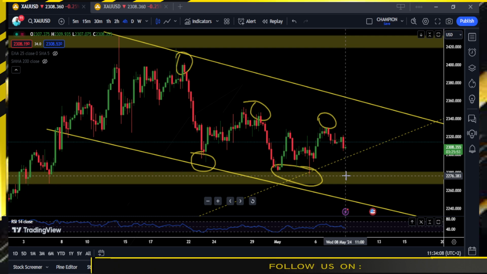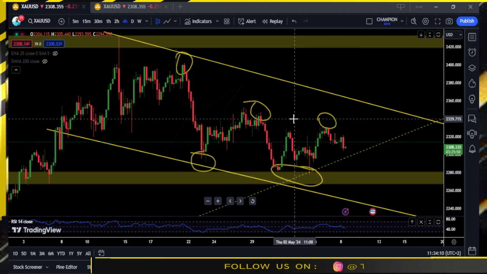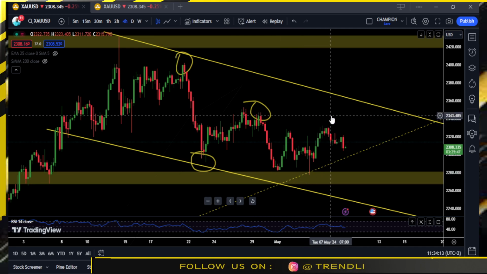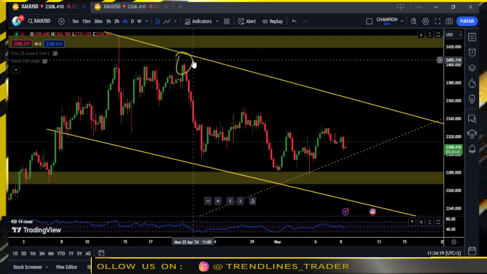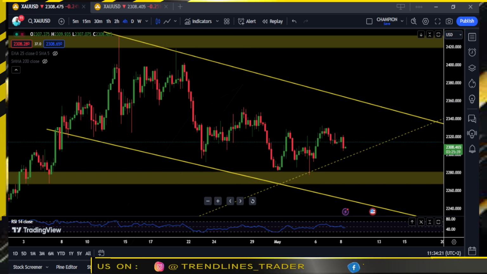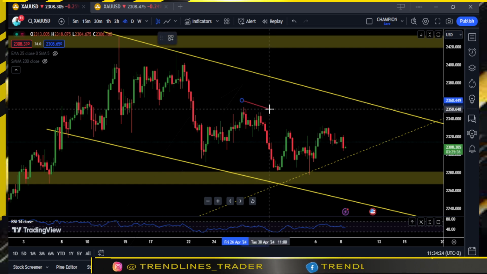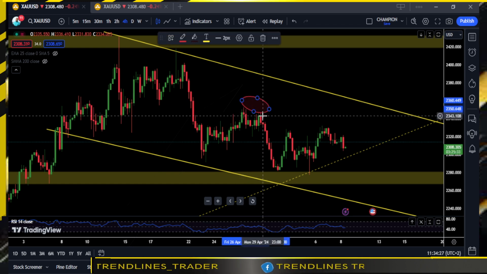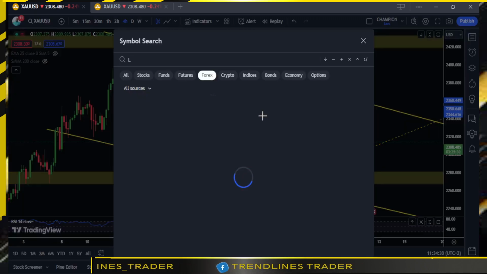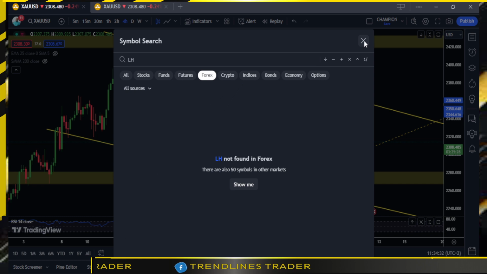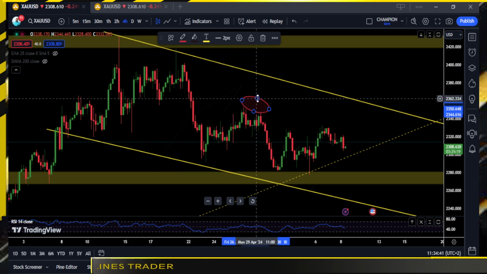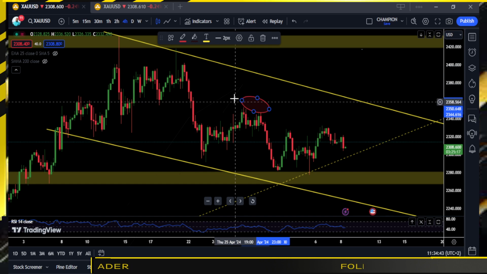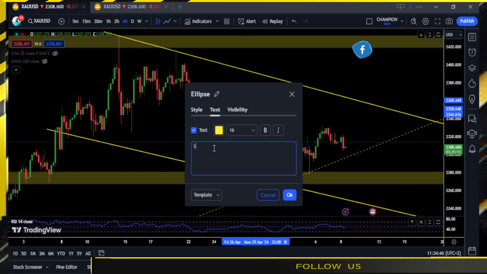Let me remove this drawing so you guys can understand me better. I want you to understand me better. I will mark this type of points. Let me label them lower high. I was looking for the text. Yeah. This is our lower high.